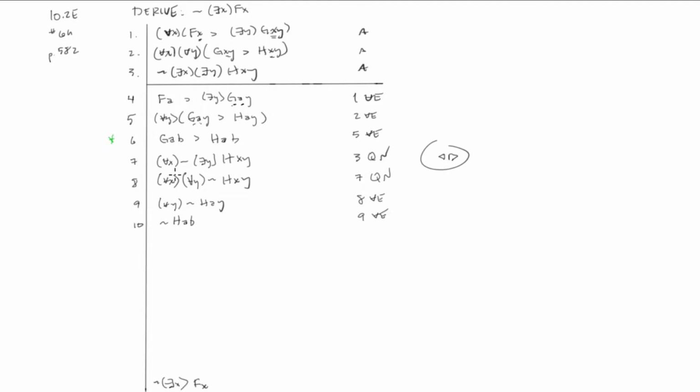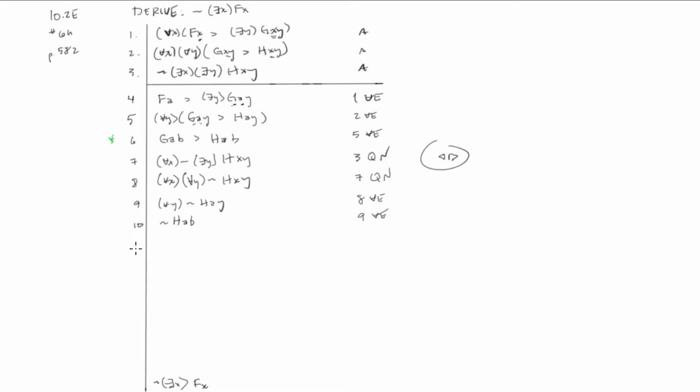Okay, and the same story when we move from line 8 to 9. We can't drop the quantifier inside. It's a secondary logical operator. The main operator is this universal. So we've got to make sure that we're not dropping quantifiers in the wrong order.